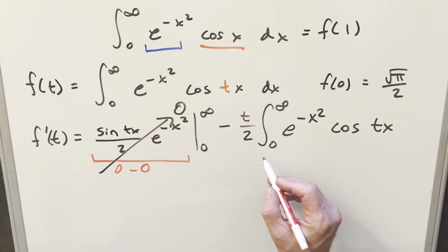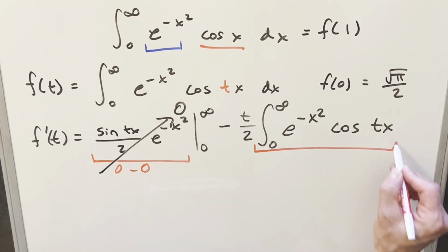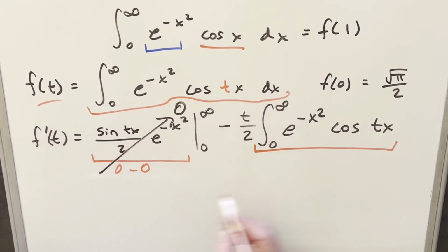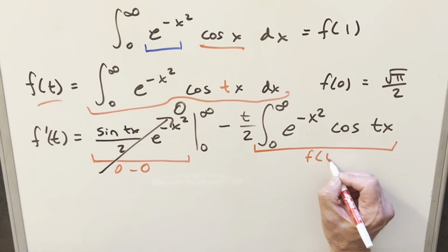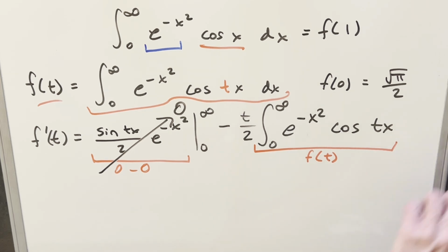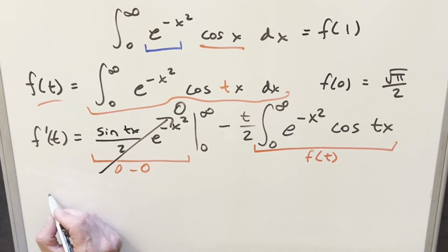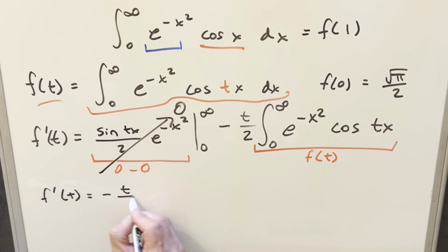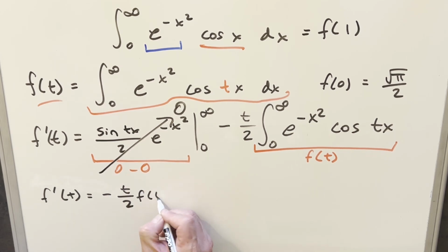And then the thing to notice right here is this right here. This is identical to this part over here, and this is just f of t. So we can actually just simplify this down and call this f of t. And so what happens is we can boil this down to a very simple expression, just f prime of t equals minus t over 2 f of t. And what we have over here is actually a differential equation. It's a pretty simple one. It's separable. It's pretty easy to do.